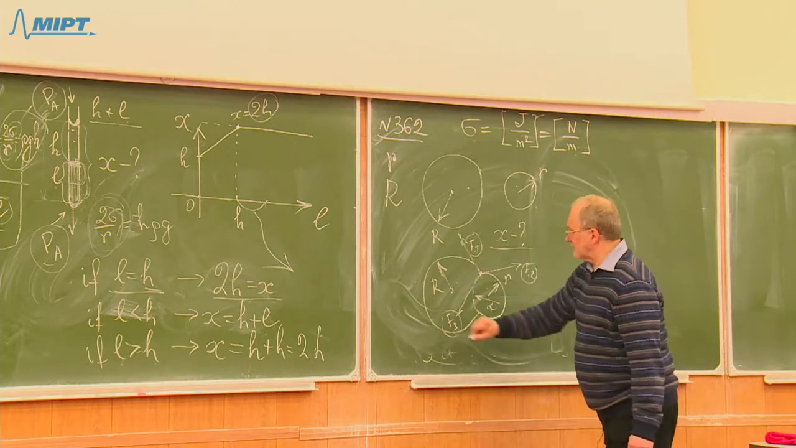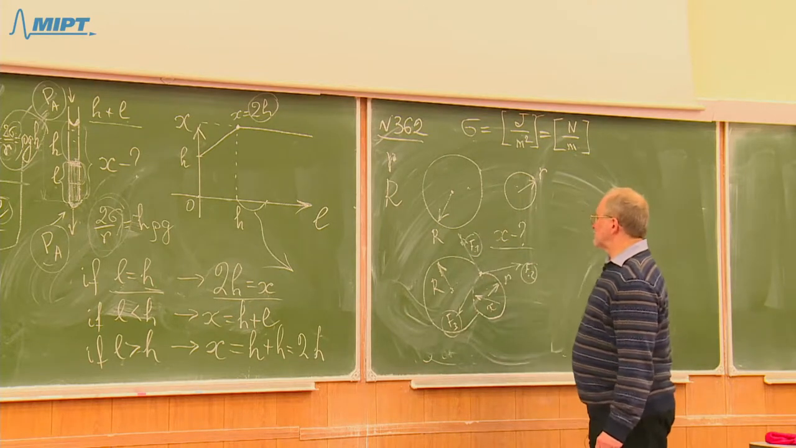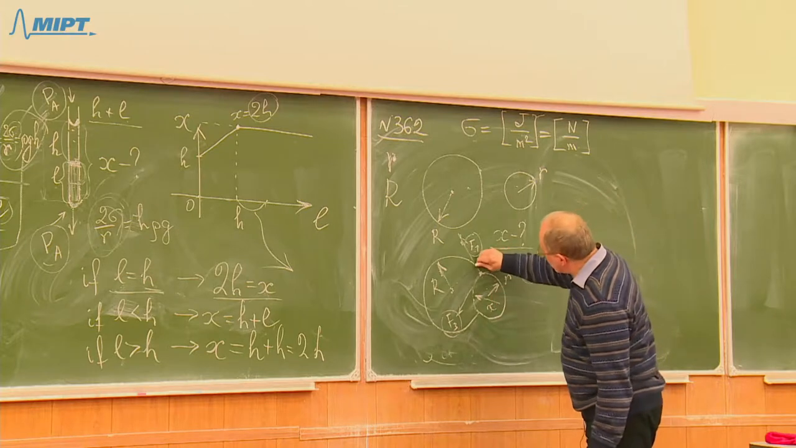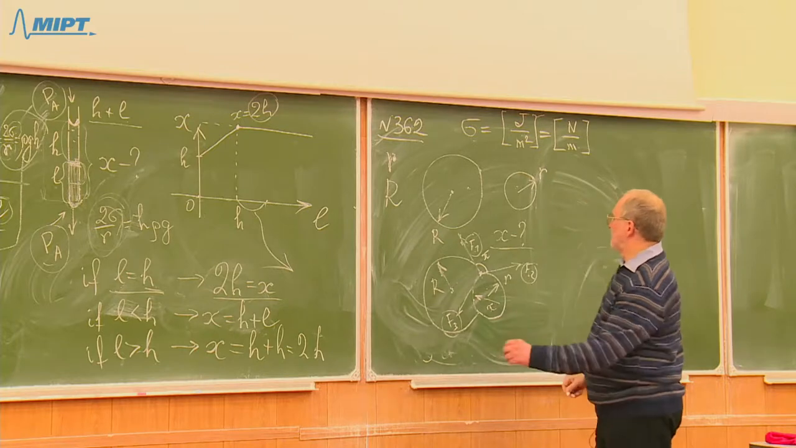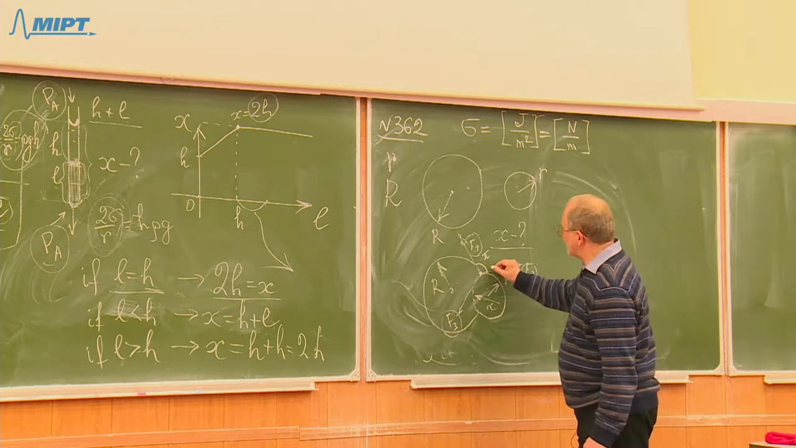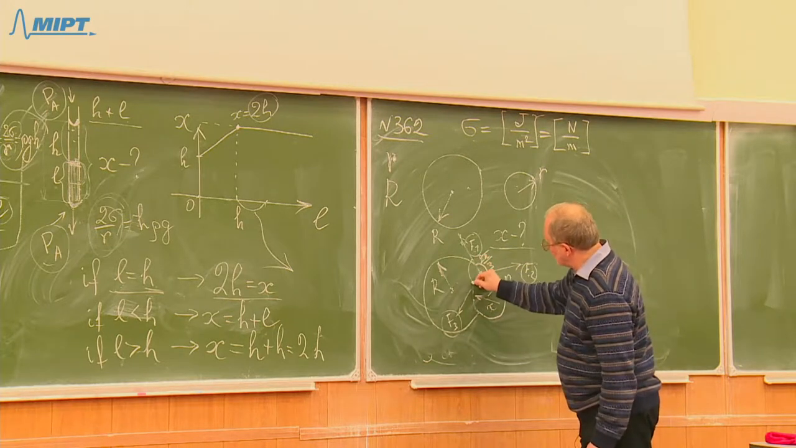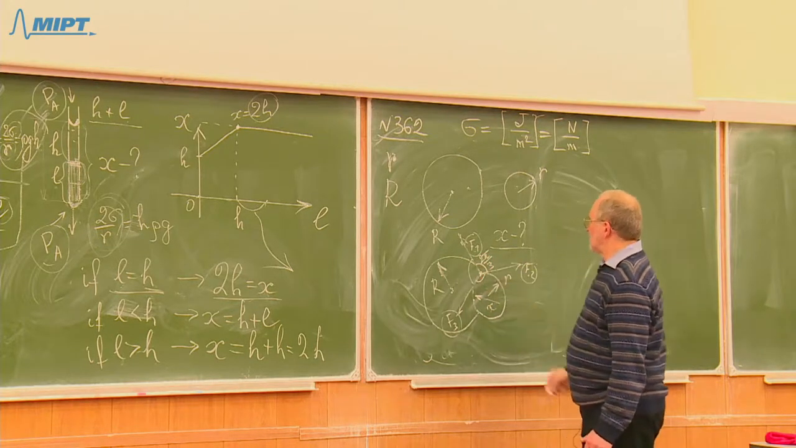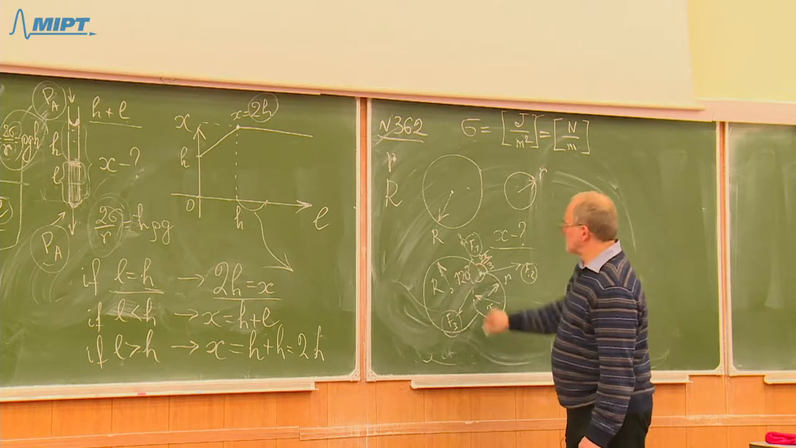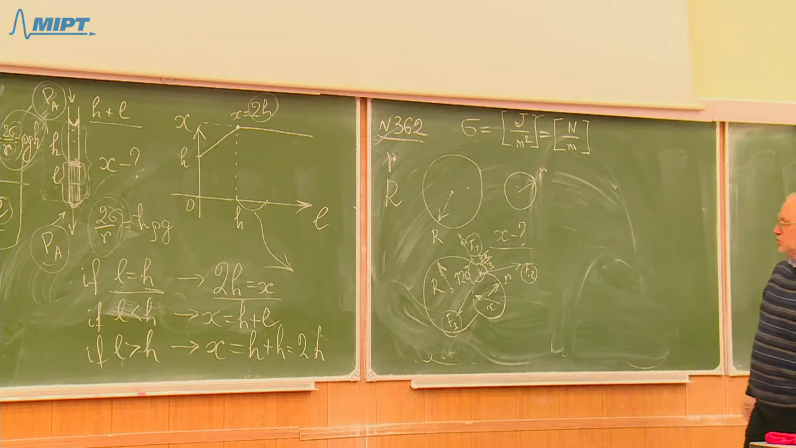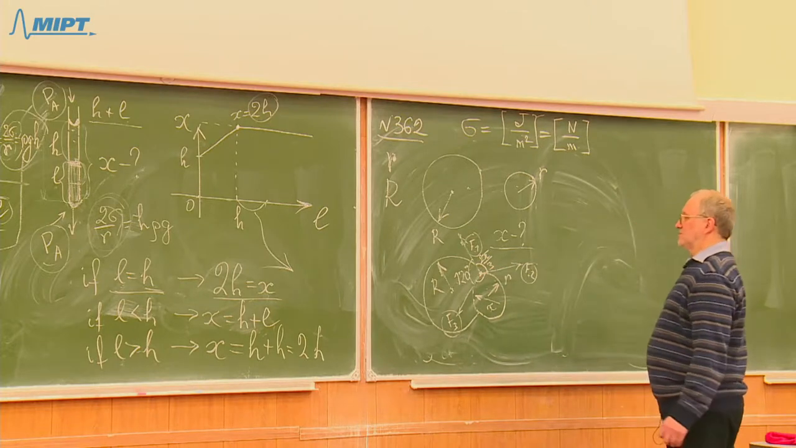And as the forces have the same magnitude, the vector sum of these three forces will be zero only if the angles between the forces are 2 pi divided by 3. And the same angle is here, and the same angle is here. And 2 pi divided by 3 is 120 degrees, because 2 pi is 360 degrees, so this angle will be 120.